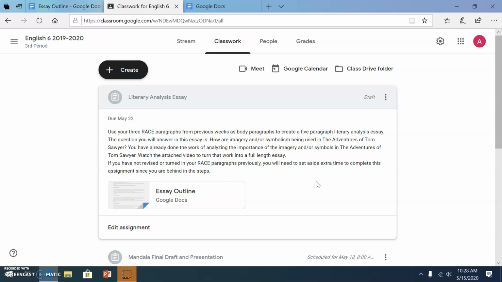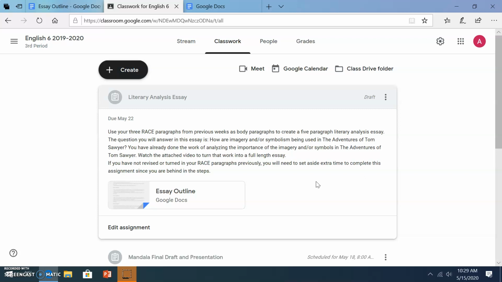The question you will answer in this essay is, how are imagery and/or symbolism being used in The Adventures of Tom Sawyer? Now, you've already done the work of analyzing the importance of the imagery and/or the symbols in The Adventures of Tom Sawyer when you wrote your race paragraphs. What I would like you to do is watch this video to figure out how to turn those race paragraphs into the full-length essay.